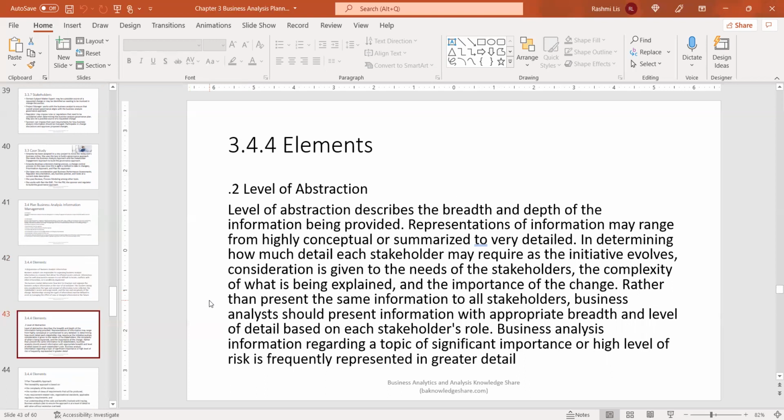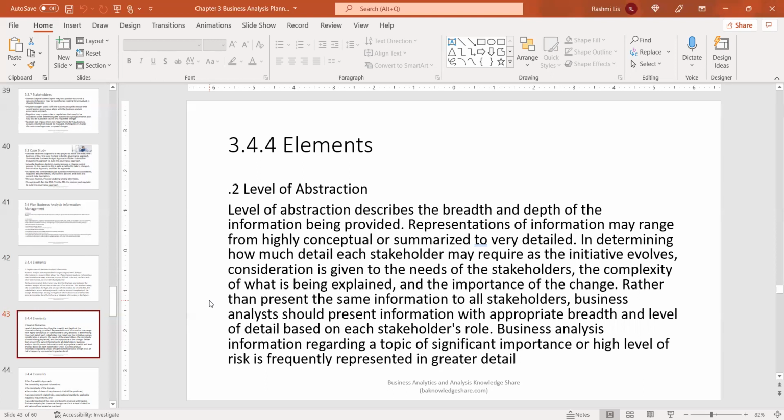The level of abstraction. The level of abstraction describes the breadth and depth of the information being provided. Representations of information may range from highly conceptual or summarized to very detailed. In determining how much detail each stakeholder may require as the initiative evolves, consideration is given to the needs of the stakeholders, the complexity of what is being explained, and the importance of the change.